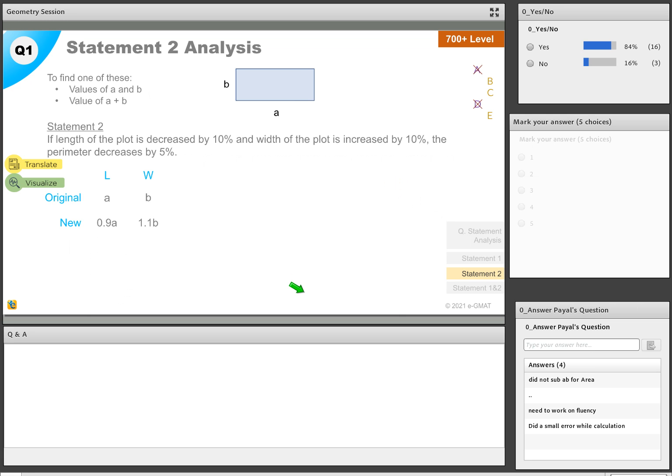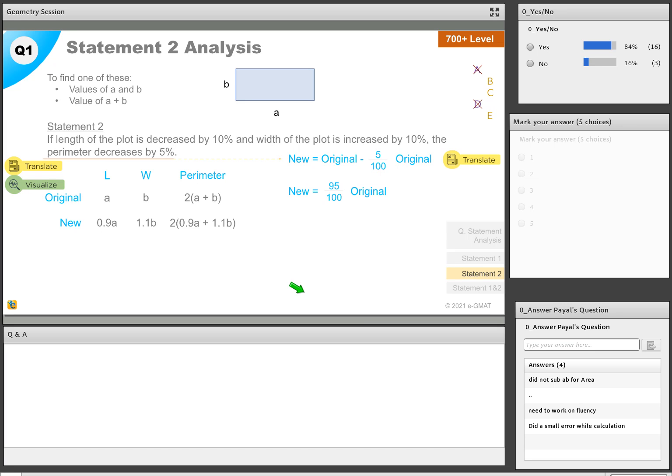If the length of the plot is decreased by 10% and the width is increased by 10%, you need to be very, very fluent in writing new length as 0.9a and new width as 1.1b. You cannot be taking time to process these steps. That's where the conceptual clarity comes in, and that's where those basic modules on how to handle percentages, how to write down the increase and the decrease, come in very handy. So you need to build those initial skills before you even come to these questions.